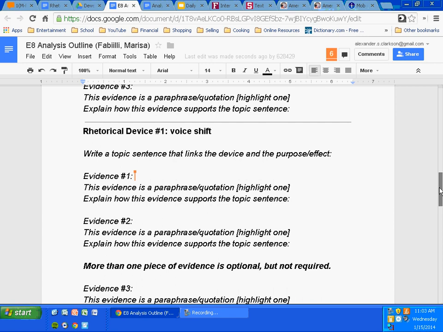So she types this. Her evidence would be, in this case, probably just a quotation. I would just copy and paste some quoted material, an example of first-person voice and an example of second-person voice. And then she's doing it correctly. She's highlighting quotation, because that's what she will use.